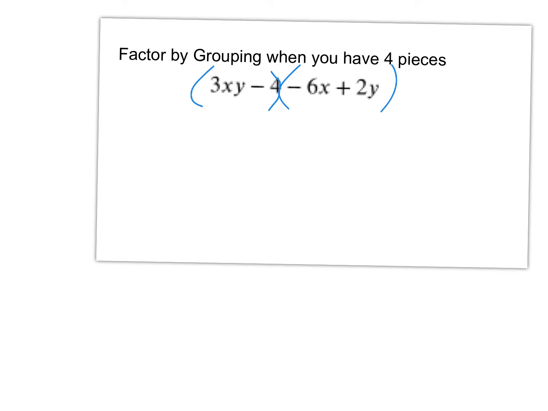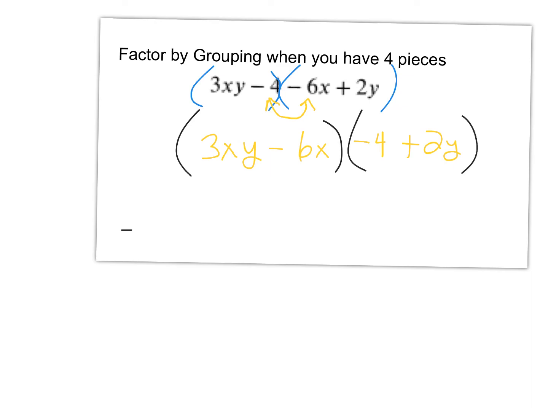Okay. Now, when something like this occurs, what I always suggest you do is flip-flop the middle pieces. So we'll have 3xy minus 6x plus 4 minus 2y. Okay. Now let's group it up.